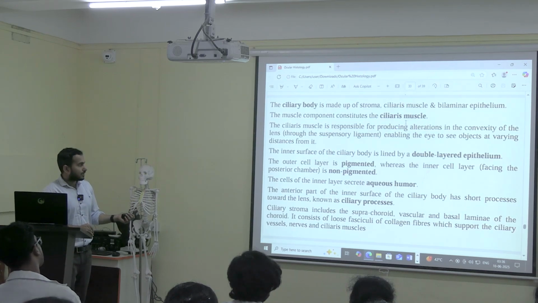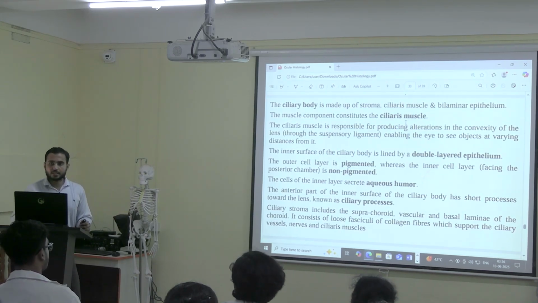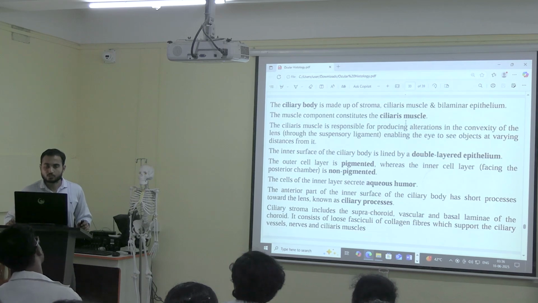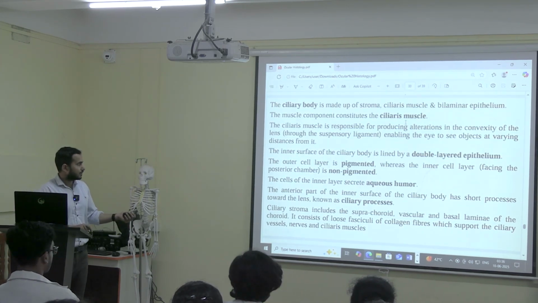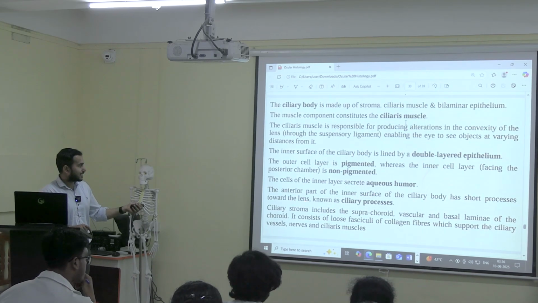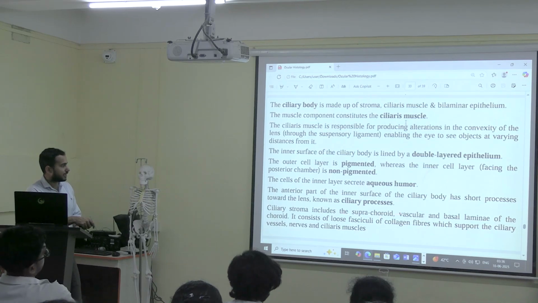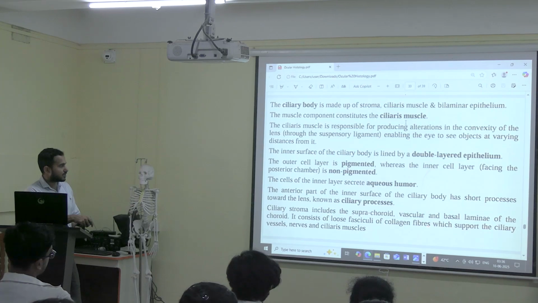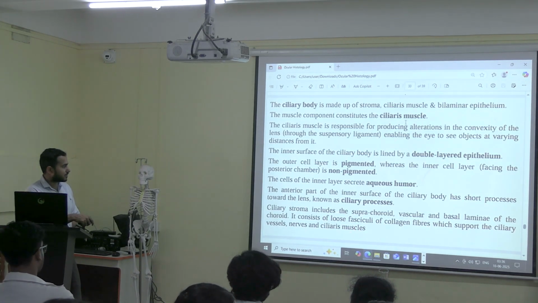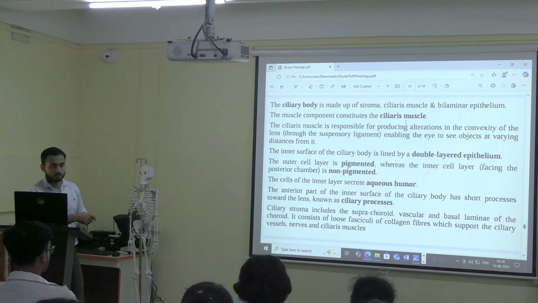In the ciliary body, ciliary processes are there. Those ciliary processes also help in the production of the aqueous humor. Here you can see the anterior part of the ciliary body has short processes towards the lens. These are called ciliary processes. Now the ciliary stroma includes suprachoroid, vascular layer and basal lamina. It consists of fasciculi of collagen fibers which support the ciliary vessels, nerves and ciliaris muscle. So these are the structures included in the ciliary stroma.